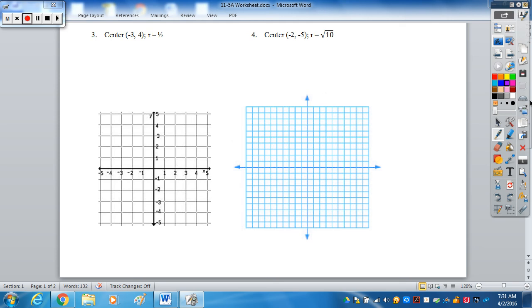All right, so I said that each one of these has a little bit different component. This one actually has two different things in it that we haven't already seen. One is we have the negative here for h, and we also have a fraction for the radius length. Now, how this is going to play out, it's going to be (x minus h), notice the double negative there, plus (y minus k) is equal to the radius squared. The double negative obviously is going to become positive.